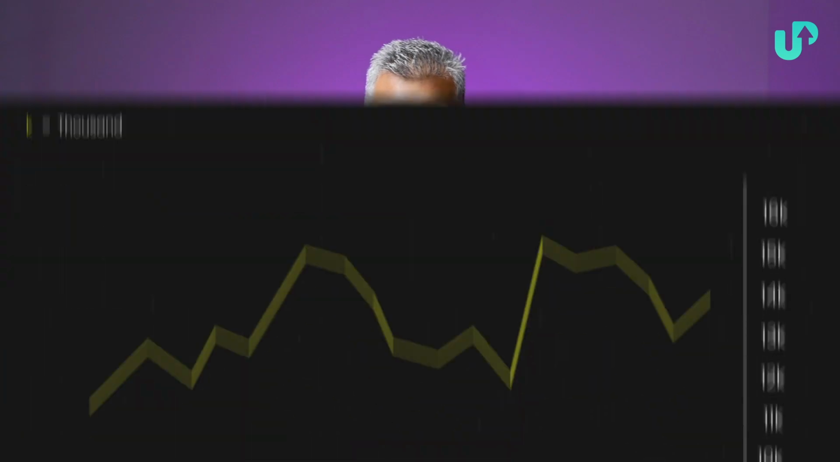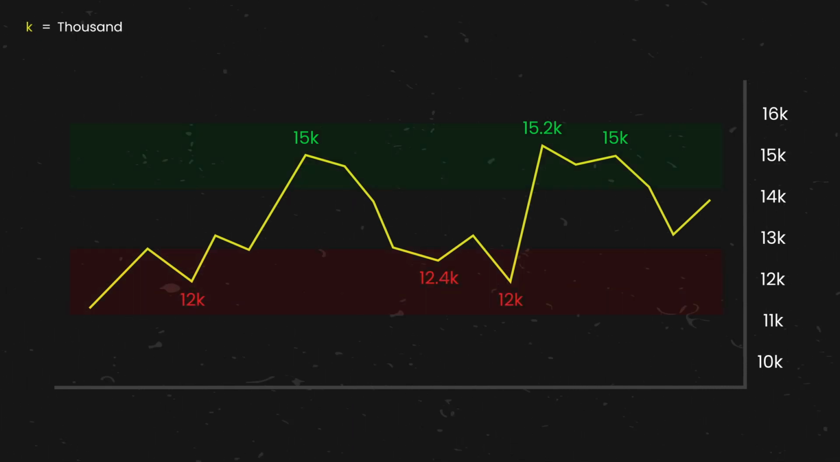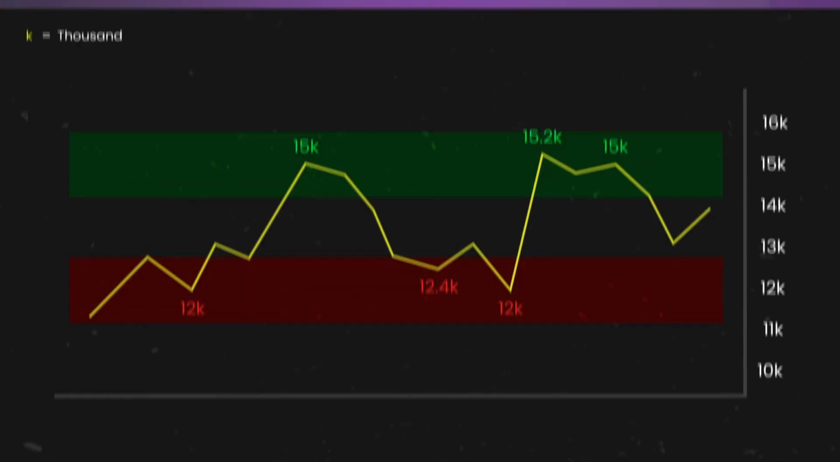So now when we talk about a support zone or a resistance zone, it is not an exact price point. There will be multiple tops around say 15,000, 15,200. There will be multiple bottoms at say 12,000 to 12,400. So it's a zone which has acted as a previous barrier or a previous support. So you're looking at zones rather than an exact price point.